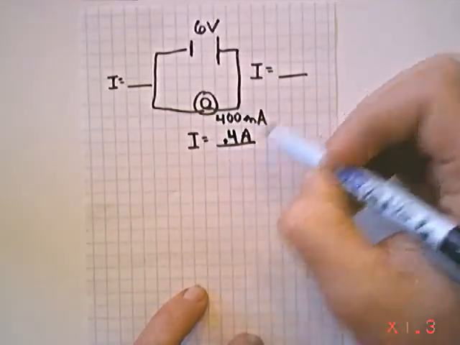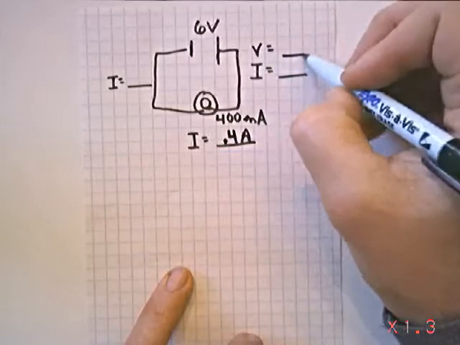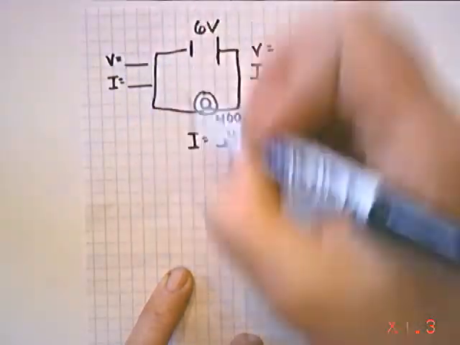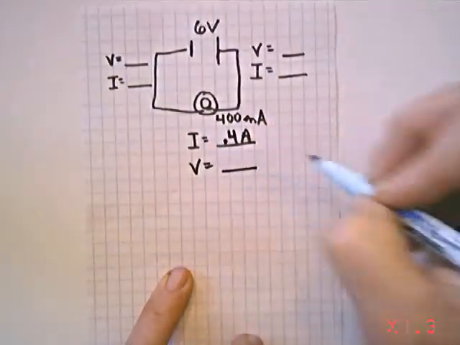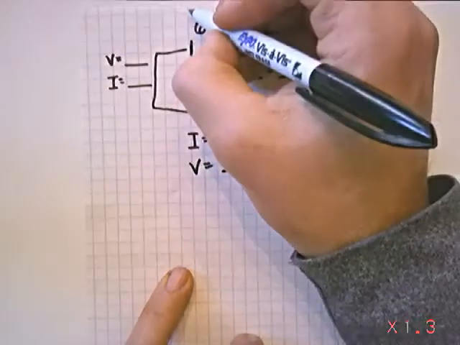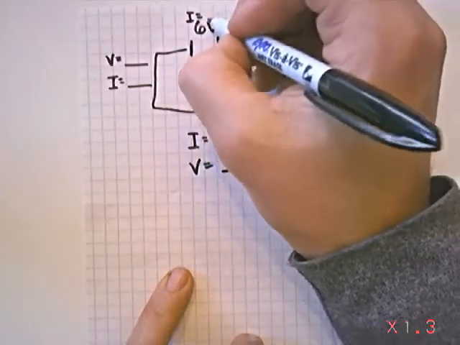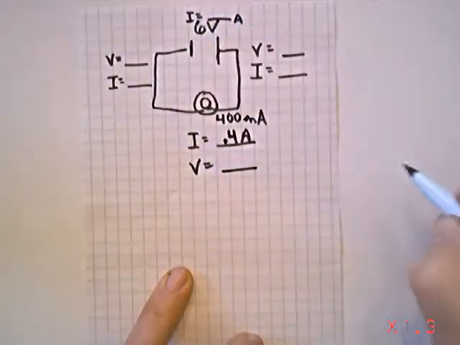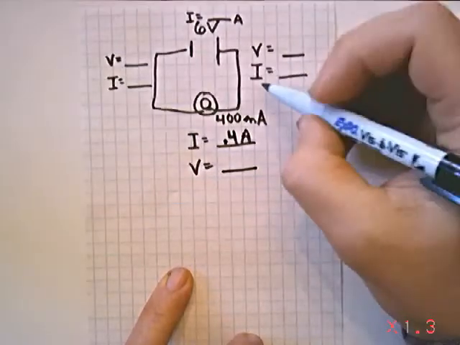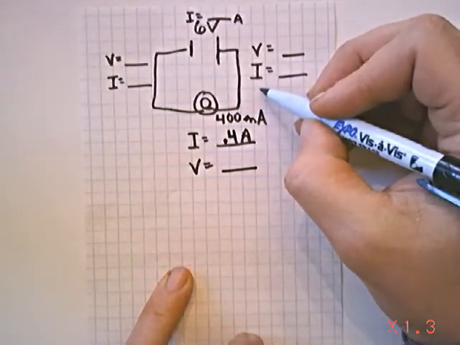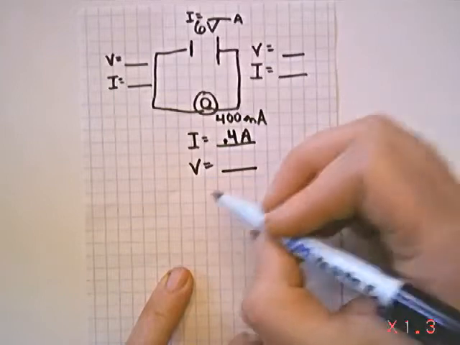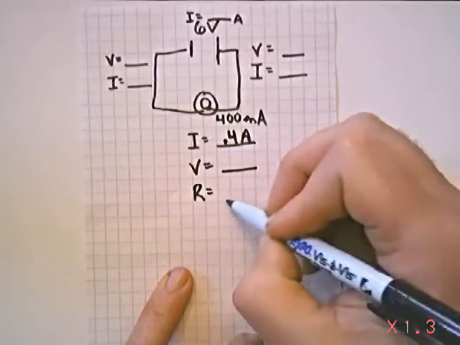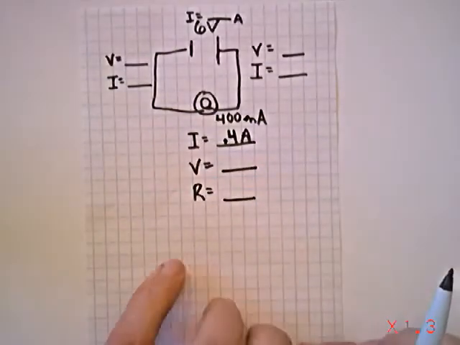I'm going to ask you to find the voltage in the wires and the voltage down here in the light bulb. I also want to know the current up here, the current in the battery. And I would also like to know what the resistance is here for the light bulb.